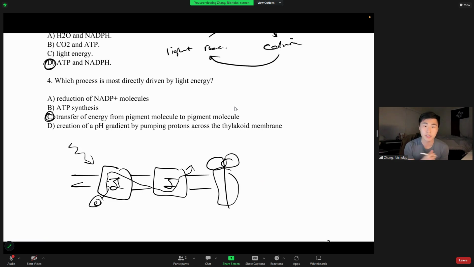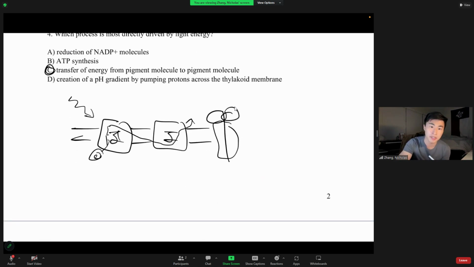The movement of these electrons through the ETC will still pump hydrogens into the thylakoid lumen. And then once they go back out, in a very similar way to cellular respiration's electron transport chain, that's going to produce ATPs through the electrochemical gradient. But that's not a very direct way that light energy is used, which is part of the question. C is going to be the best answer.